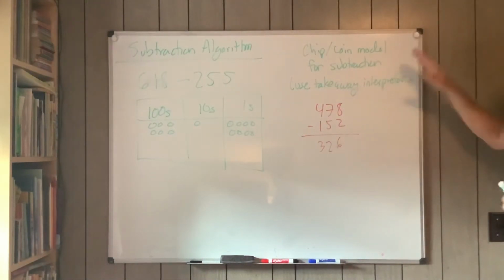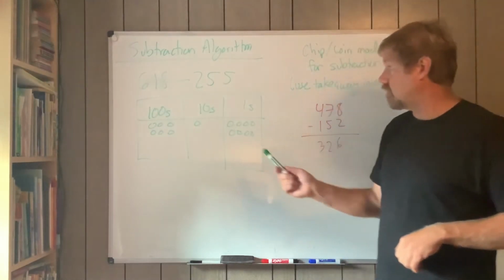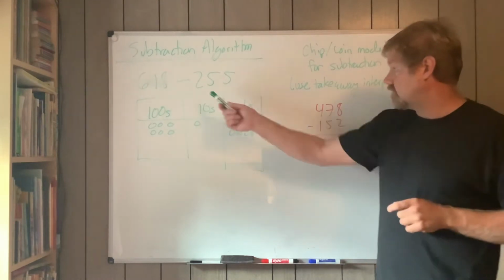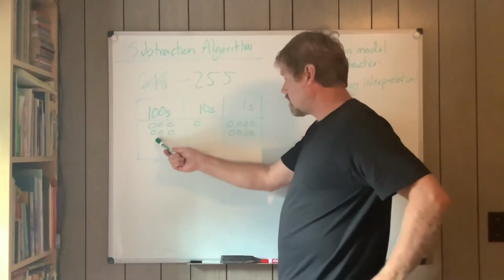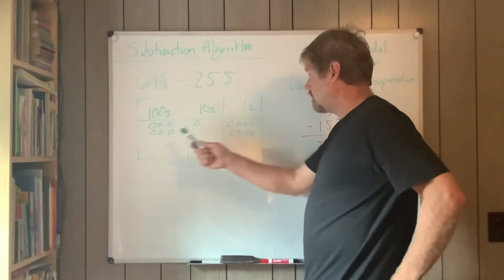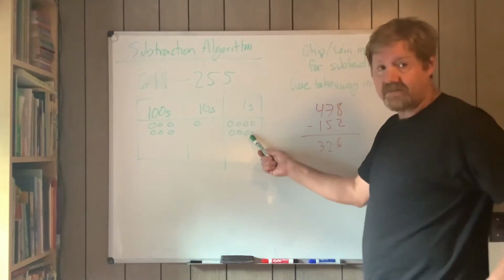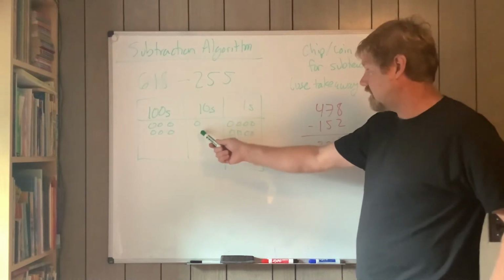Again, I erased everything. I'm only writing the chips, the coins, down for the minuend. So 255. Here's one thing we can do. Can I cross off 5? Obviously not, in the ones. Can I cross off 5 in the tens? Yes.